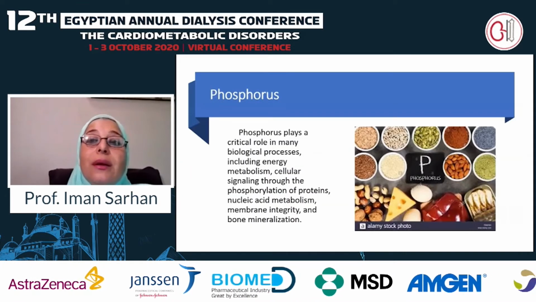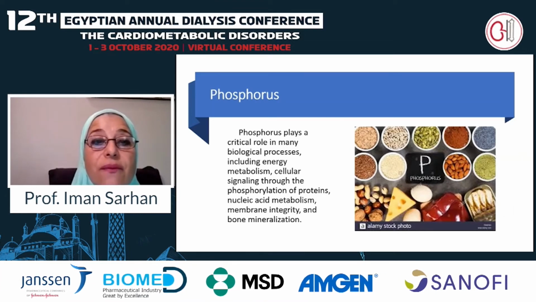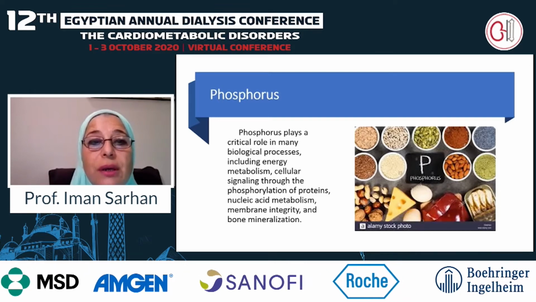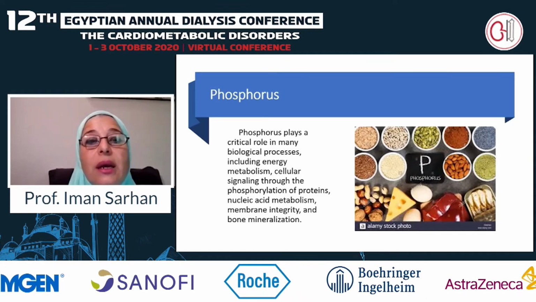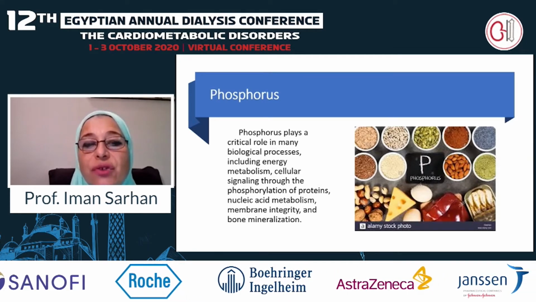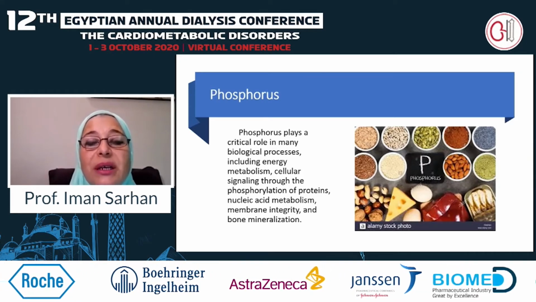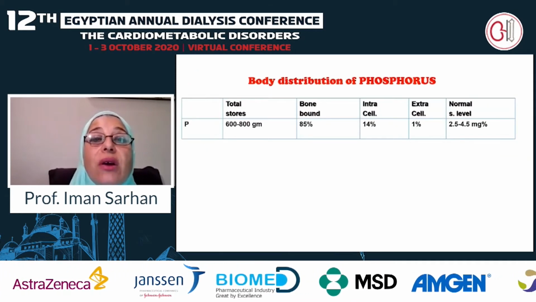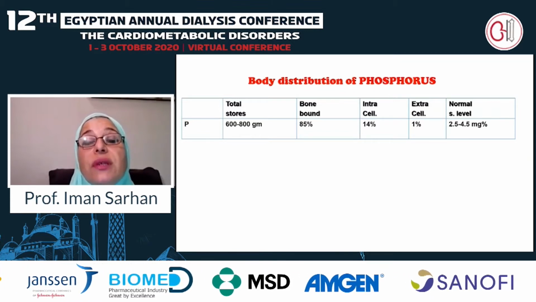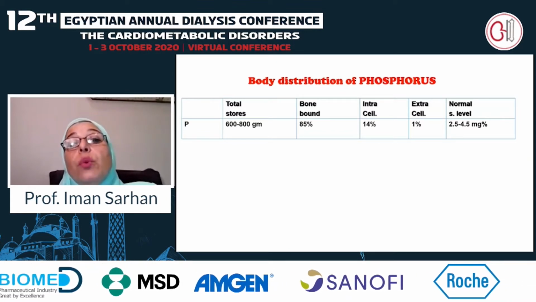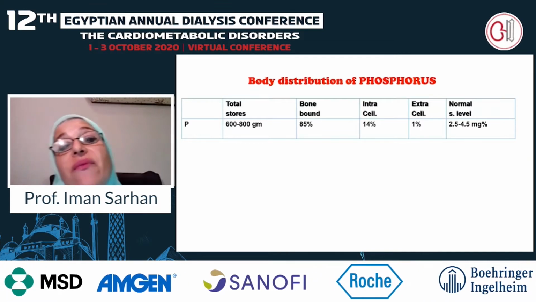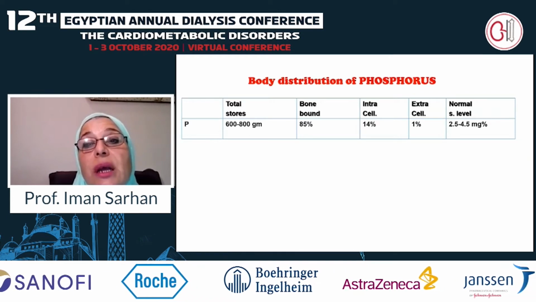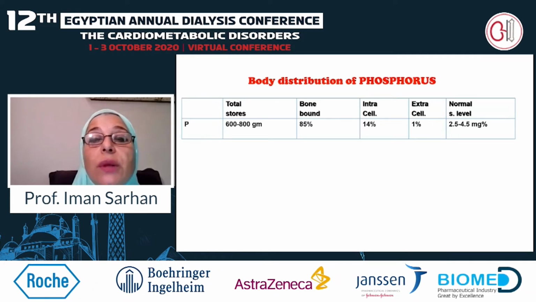We go to our topic, which is about phosphorus. Phosphorus plays a critical role in many biological processes, including energy metabolism, cellular signaling through phosphorylation of proteins, nucleic acid metabolism, membrane integrity, and bone mineralization. Actually, we have 600 to 800 gram of total phosphorus in the body. About 85% is bound in bone, intracellular about 14%, and extracellular only 1%.